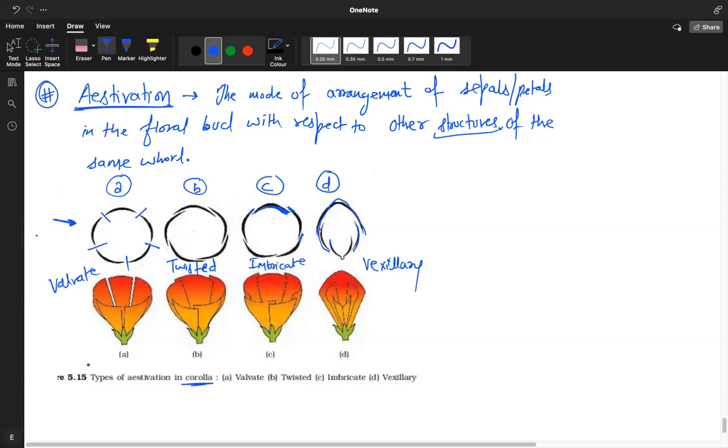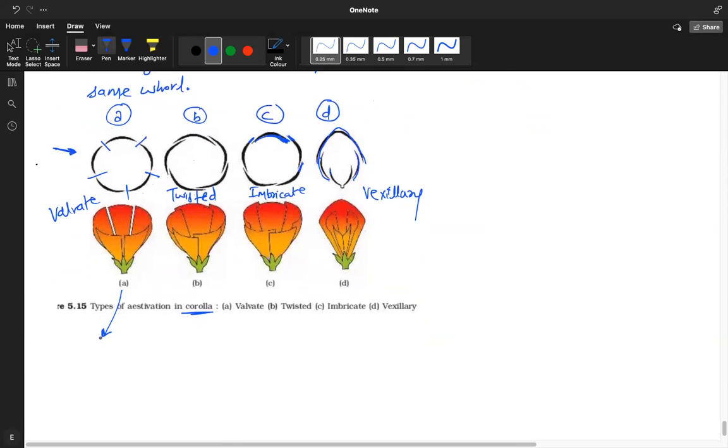Okay, and if you have to get an example, so I'm writing examples here. For this valvate structure, the example is Calotropis. Calotropis was also an example of what? In leaves, Calotropis was an example of opposite phyllotaxy. Remember? Just go up and you will realize. Can you also figure out Calotropis has valvate flowers and opposite leaf positioning? Do you understand? So always keep connecting knowledge. It becomes easier then to remember it.